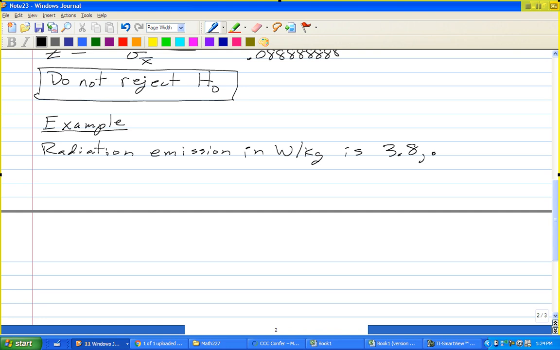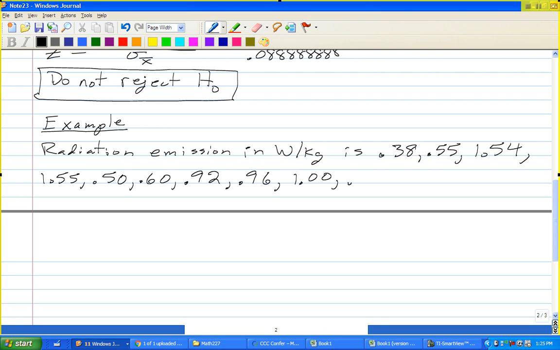0.38, 0.55, 1.54, 1.55, 0.50, 0.60, 0.92, 0.96, 1.00, 0.86, 1.46. Good, there are 11 numbers there.